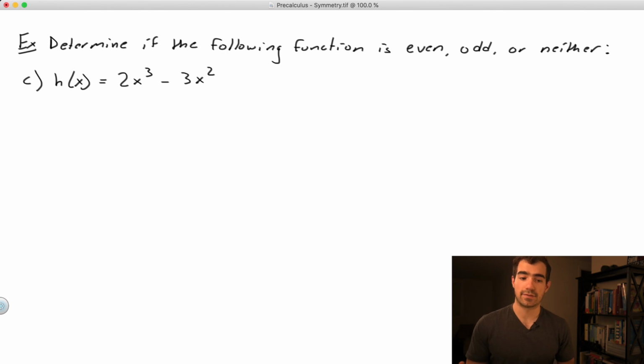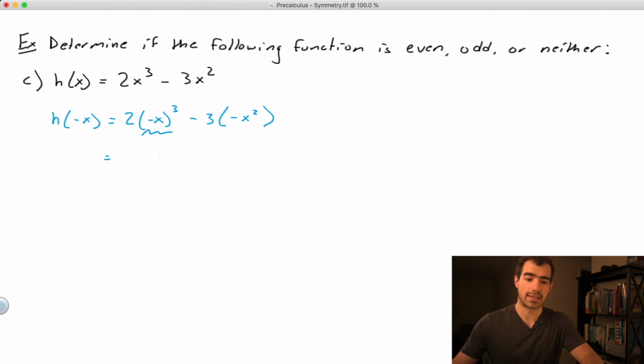Finally, let's look at h of x, which is equal to 2x cubed minus 3x squared. We can apply a similar process here as well, plugging in negative x into h. If we do that here, we'll substitute every instance of x with negative x, and so we have 2 times negative x cubed minus 3 times negative x squared. If we are cubing a negative number, that's going to stay negative, and so we'll have negative 2 times x cubed. I'm just moving the negative out front to make it look a little bit neater, but 2 times negative x cubed, or negative 2x cubed.